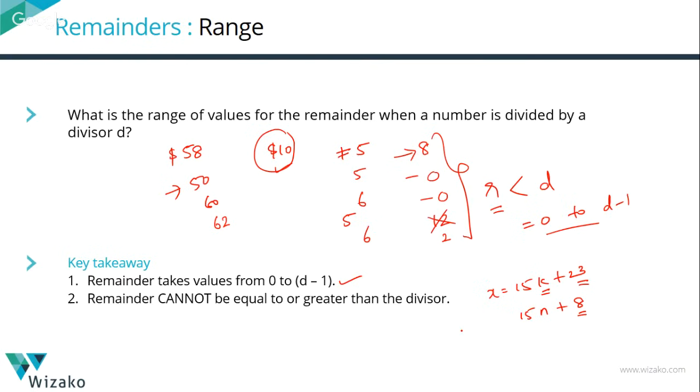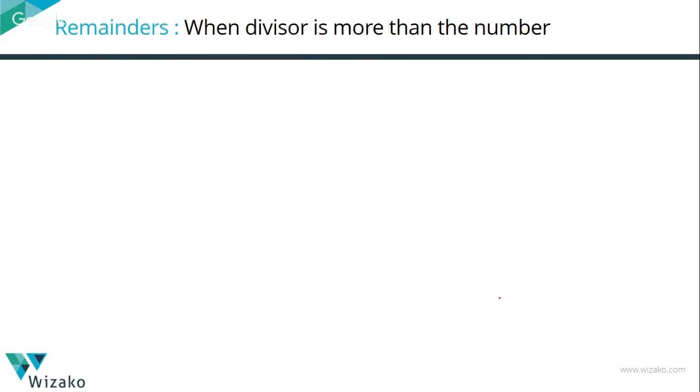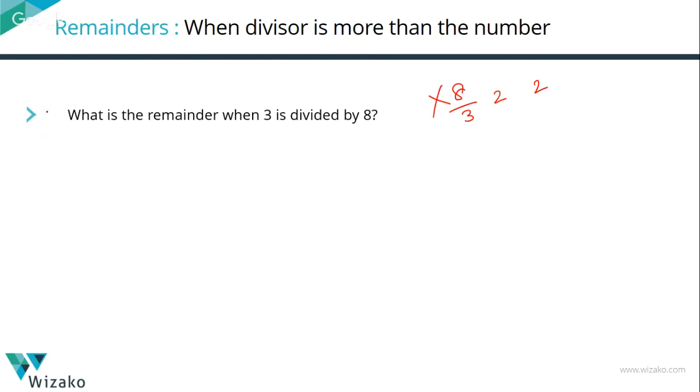Right? Have this perspective. Let's look at one other thing which usually comes to haunt some of us once in a while. What is the divisor in this case? What is the remainder in this case? I'm dividing 3 by 8. I'm not dividing 8 by 3. 8 by 3, all of us know: the quotient is 2 and the remainder is also 2. This is not the question. What is the remainder when 3 is divided by 8? This is what we have.